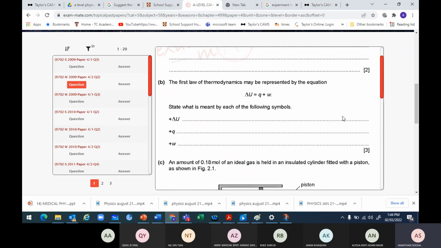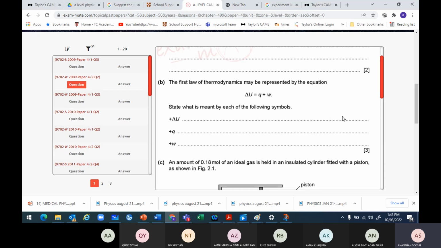Okay, the first law of thermodynamics, change of U equals Q plus W. State what is meant by each of the following symbols. Change of U is what? Change of U is the change in the internal energy, right? Q is what? Sorry, Q is heat. Q is heat supplied to the system. Heat supplied to the system. Don't say by. Heat supplied to the system.